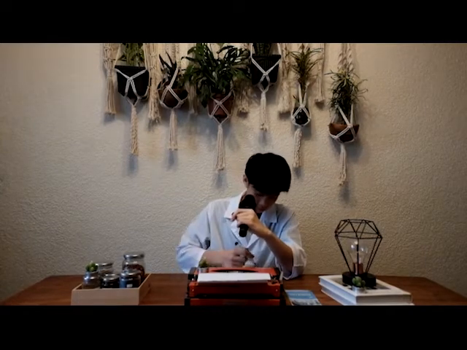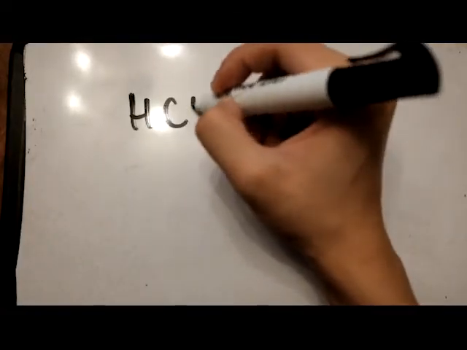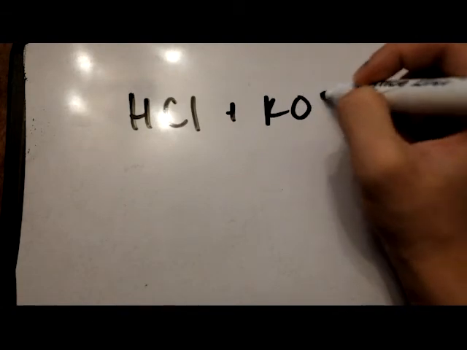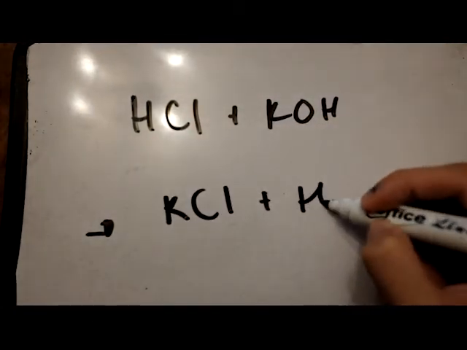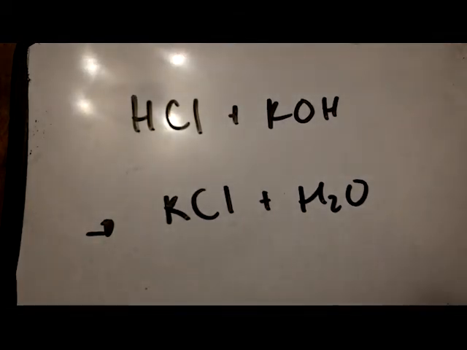The second case is neutralization reaction, and it is heavily associated with acids and bases. There are 3 subcategories under this case. The first one being acid plus base is equal to salt plus water. Here's an example. Combine hydrogen chloride with potassium hydroxide to form potassium chloride and water. As you can see, the equation is already balanced.